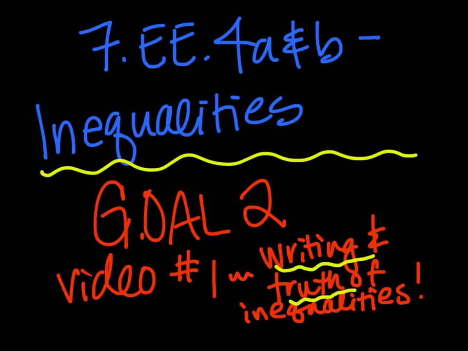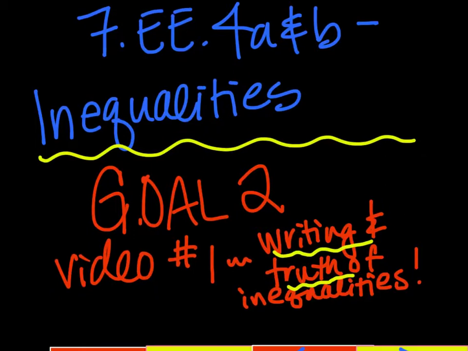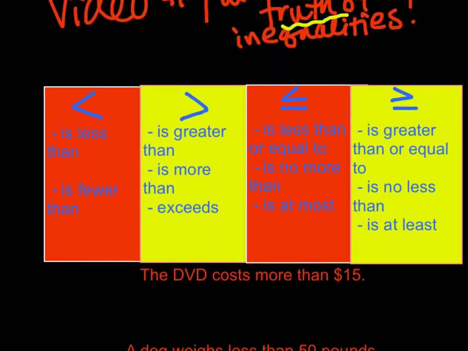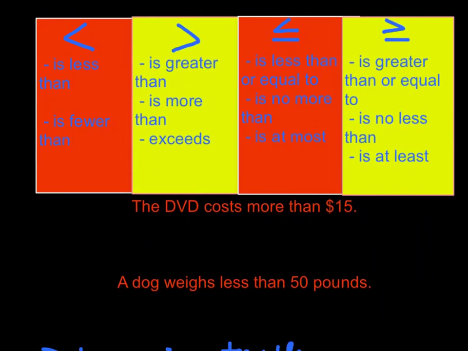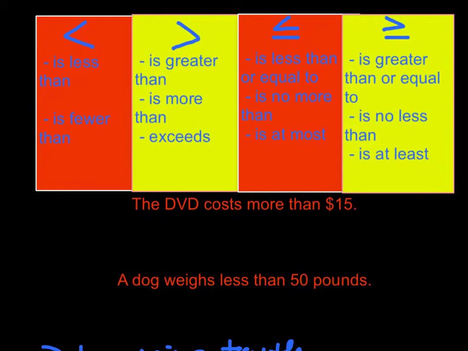And this might seem a little weird, finding truth of a math problem. Pretty much you need to find out whether or not whoever wrote the math problem is correct in their writing of it. So let's go through and first of all discover what inequalities are. It might just take a little bit of a refresher and you'll remember exactly what we're talking about. So inequalities are essentially statements that are telling something that is not equal to or more than or less than, that sort of thing, and playing around with those ideas.